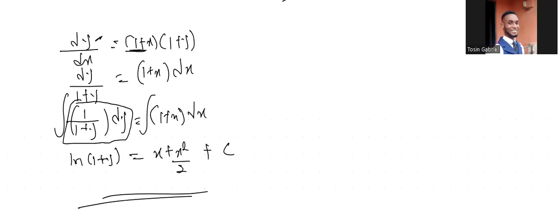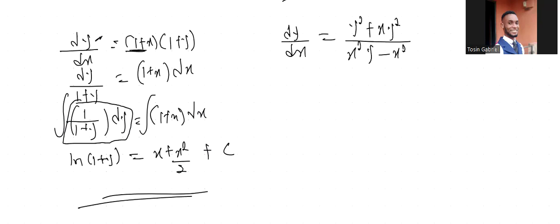Okay, let's take another example. Let's say that you have dy/dx equals y squared plus xy squared divided by x squared y minus x squared. Something like this. So let's see if there's a way out for this.